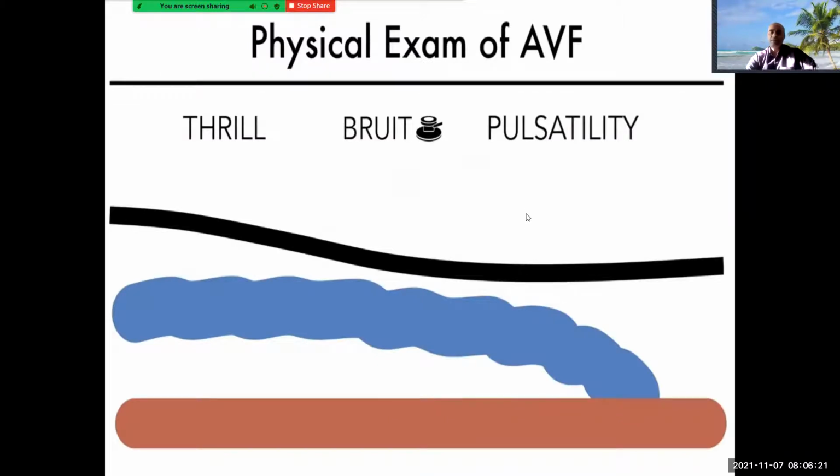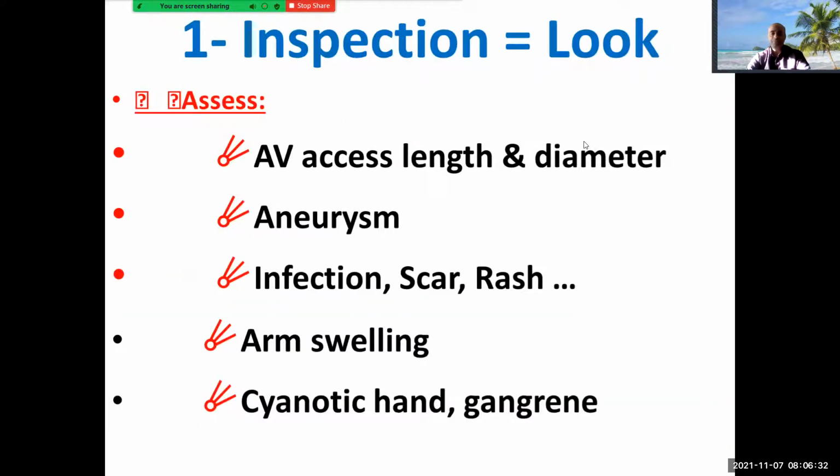Physical exam of the AV fistula: you should palpate for the thrill, listen for the bruit or murmur, and check pulsatility by palpation too, and we'll see now. Inspection: just look at the AV access length and diameter. You should look for this, and I will show the next slide. Inspection: look at the length of your dialysis access, the AV fistula. You should look or inspect for aneurysm, any aneurysmal dilatation, any warning sign of rupture, any infection, scar, or rash in your fistula or in the skin surrounding it.